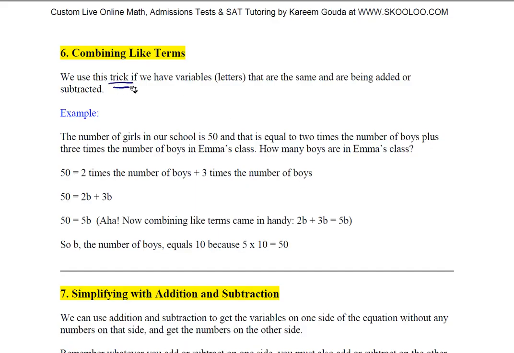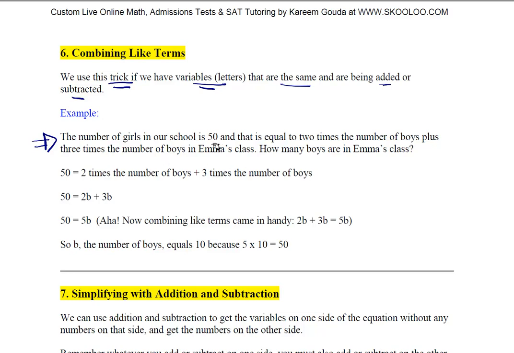We use this trick if we have letters that are the same and are being added or subtracted. So let's say, for example, we have a word problem that says, the number of girls in our school is 50, and that is equal to 2 times the number of boys, plus 3 times the number of boys in MS class. How many boys are in MS class? We can rewrite this as 50 equals 2 times the number of boys, plus 3 times the number of boys.